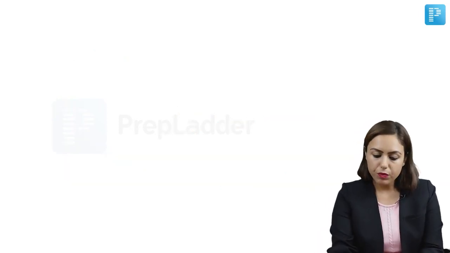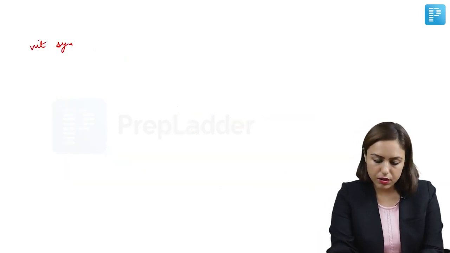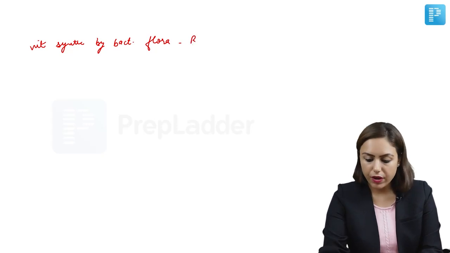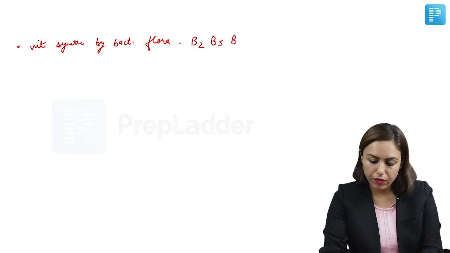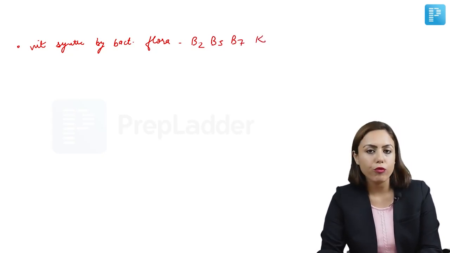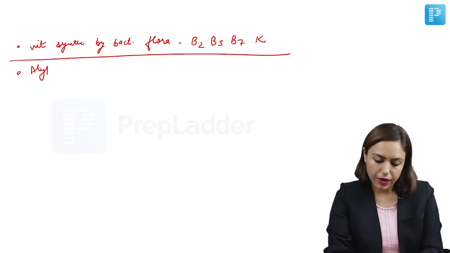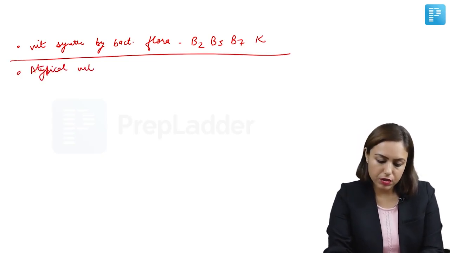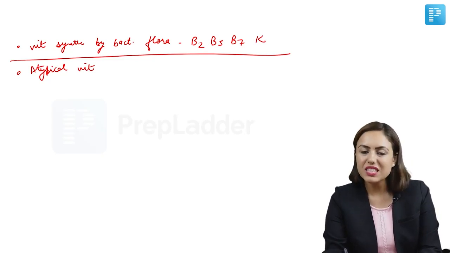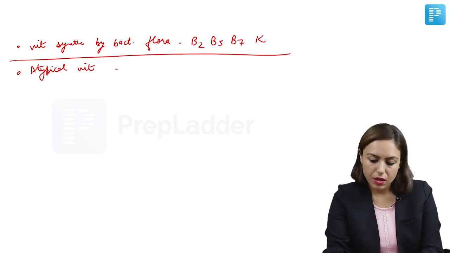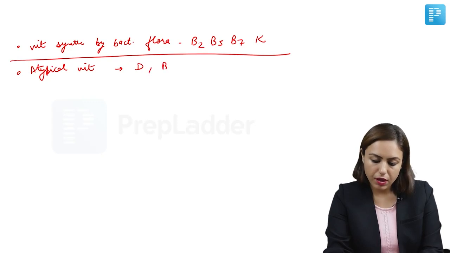Then note down vitamins which are synthesized by bacterial flora in the intestine. These are vitamin B2, B5, B7 and vitamin K. Okay. Then we have atypical vitamins, those vitamins which can be synthesized by human enzymes. They are vitamin D and vitamin B3 niacin.